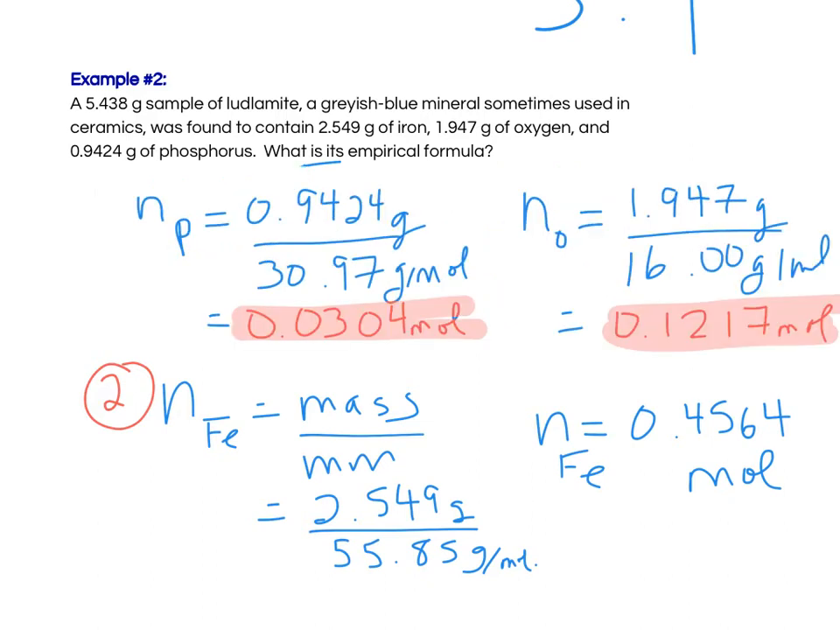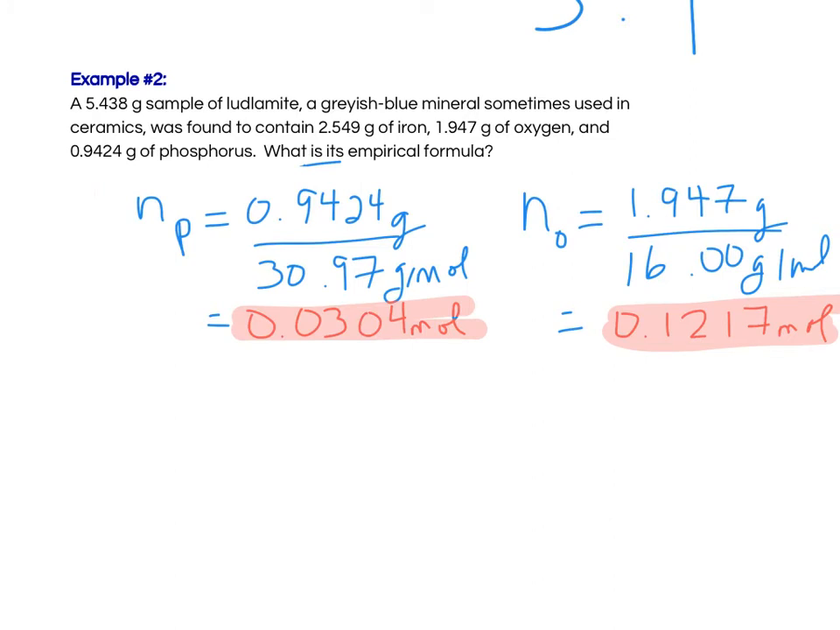All right, so I want you to take a minute and examine the answers that I got for the number of moles of both phosphorus and oxygen. I got the moles of phosphorus were 0.0304 moles, and the moles of oxygen were 0.1217 moles. Hopefully you did okay with that. Now I think we're ready to move on to the next step.